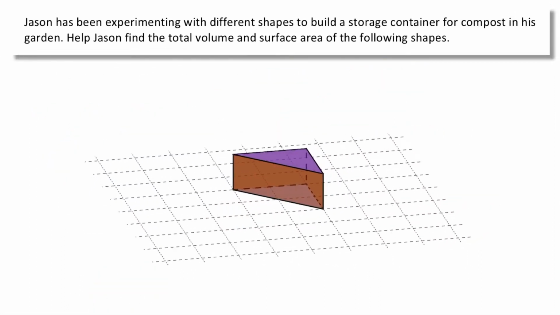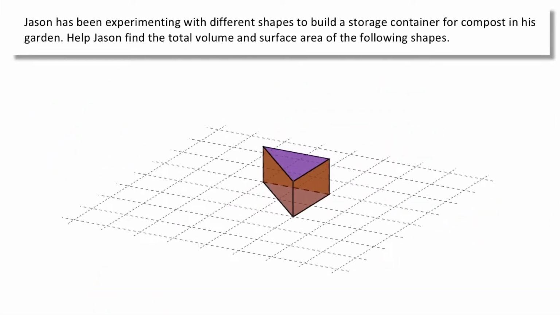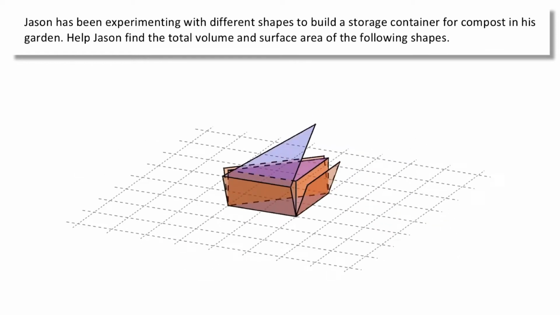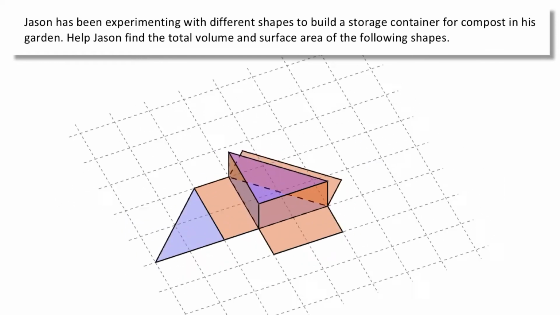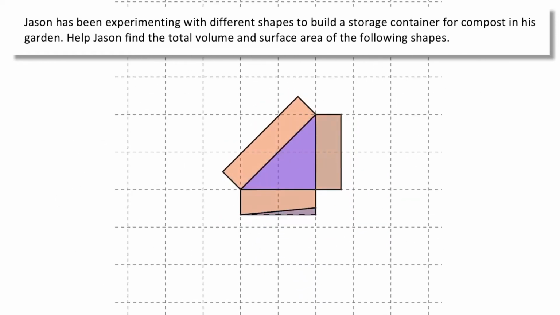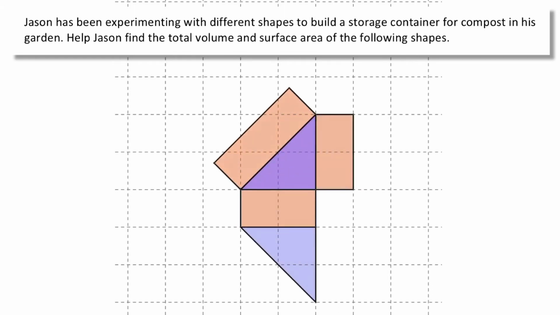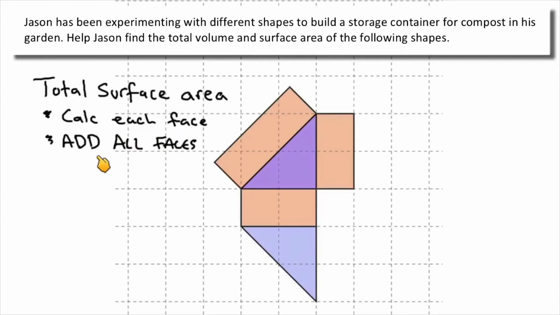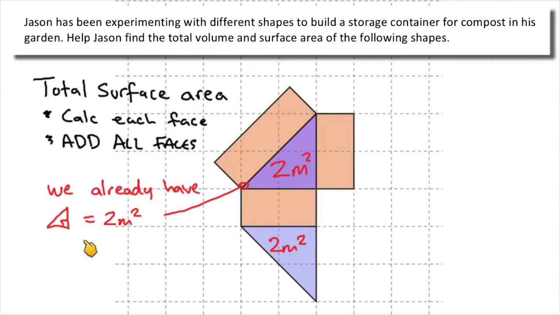In order to find the surface area, we're going to draw the net of this triangular prism. As you can see, as the net opens up, we have 5 faces of this triangular prism. We're going to calculate each face and then we're going to add all the faces together. We already have the area of the triangle, which is 2 meters squared. So that's 2 meters squared there and 2 meters squared there.